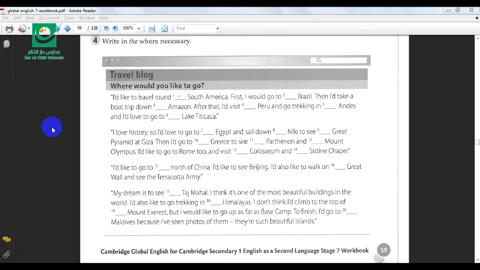And now before we end, please get out your workbook on page 59, exercise 4. In this exercise, we need to use one of these articles or nothing, as we said. So that's your homework, and I'll check next time, inshallah.